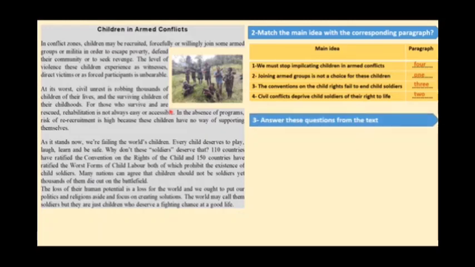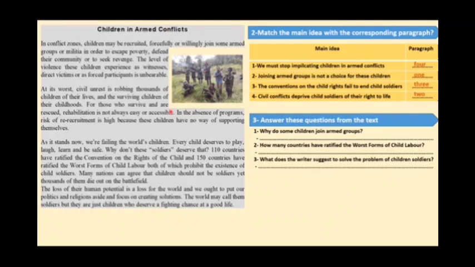Let's move on to the other tasks. And this will be about getting specific information or details from the text. Would you please go back to the text and answer the following questions?